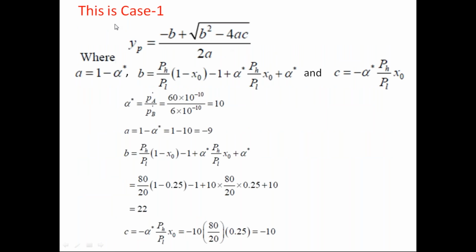Then this will be case 1, so you can use the quadratic form of this equation, where A is equal to this much, B is equal to this much, and C is equal to this much.